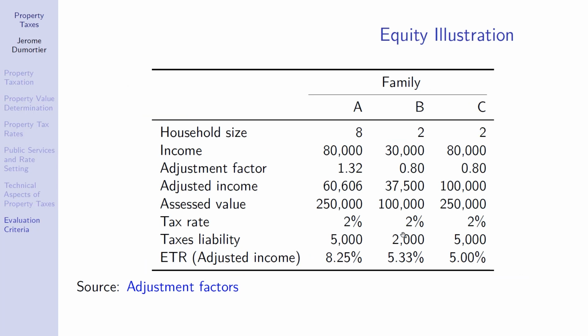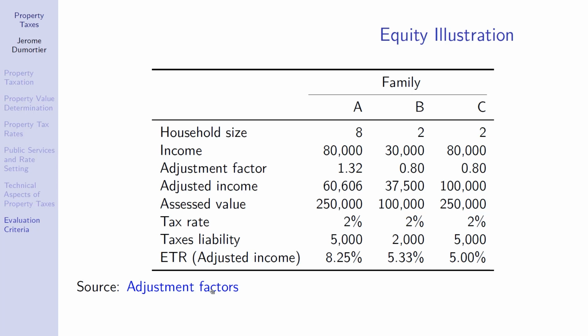So here, let us illustrate this example about equity, and consider that we have three families here, A, B, and C, and that they are varying significantly in household size. In the sense that we have one family, the family A, that has 8 people in the household, earning $80,000, and then we have household C, who is also earning $80,000, but that the household size is considerably smaller.